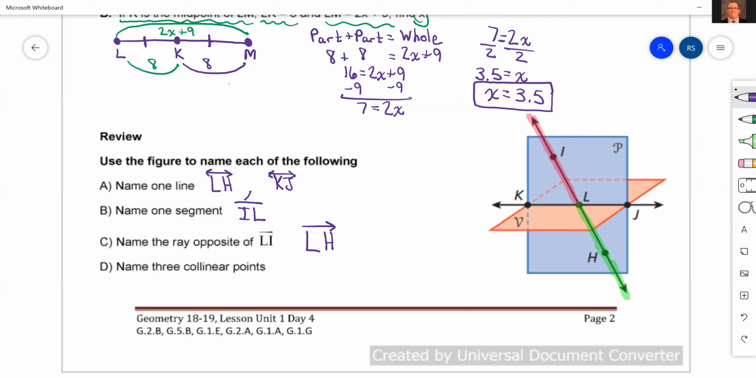And last but not least, name 3 collinear points. So 3 points that are on the same line. There's 2 options here. You could say K, L, and J. Or if you don't like that line, you can say I, L, and H.